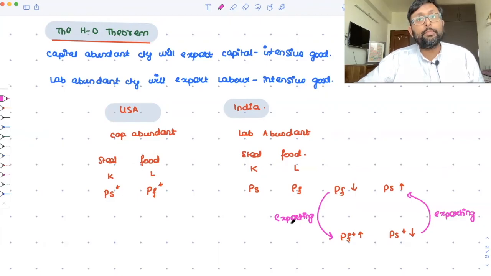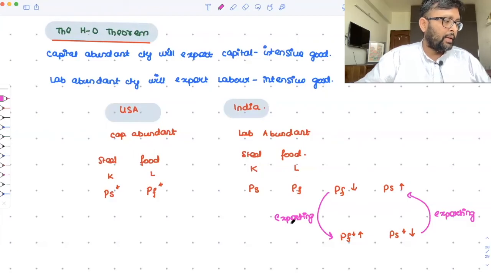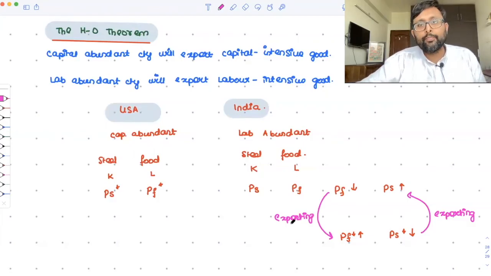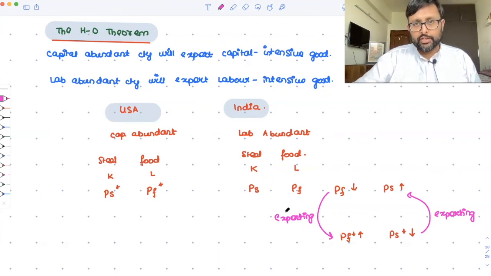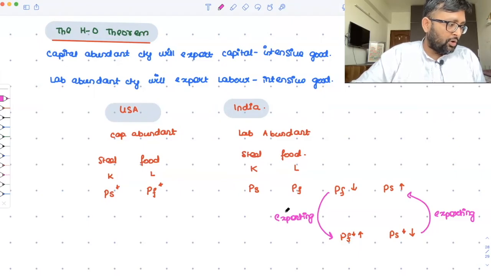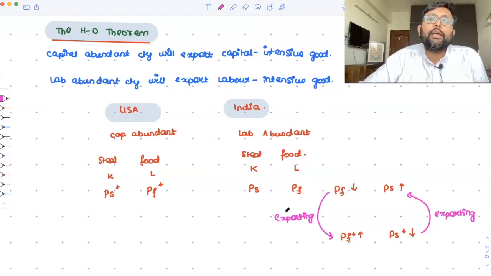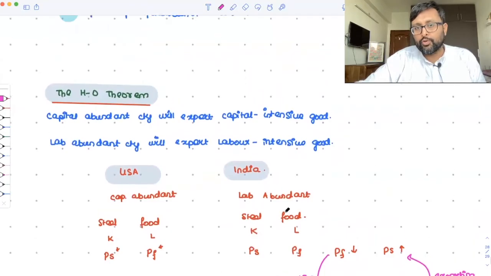So that is the pattern of the trade which is coming out. That is, the capital abundant nation, which is US, is going to export the capital intensive good, which is steel. While the labor abundant nation, which is India, is going to export the labor intensive good, which is food. That's the main thing for this. So the HO theorem is demonstrating how differences in factor endowments can be the basis of trade, right? It can be one reason why trade is going to work out.